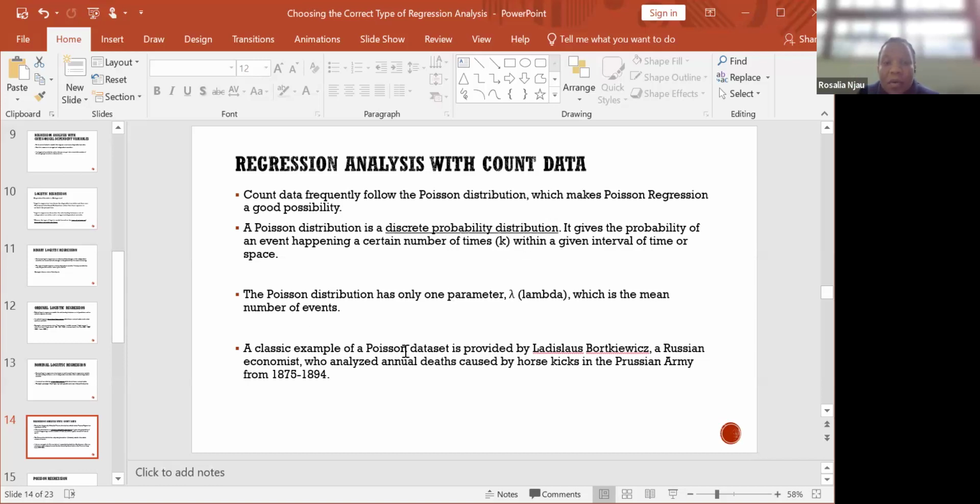A classic example of Poisson data is provided by a Russian economist who analyzed annual deaths caused by horse kicks in the Prussian army from 1875 to 1894. So you see, the counts here were the number of deaths, and the number of deaths were being followed up within this time range, and that makes it count data.